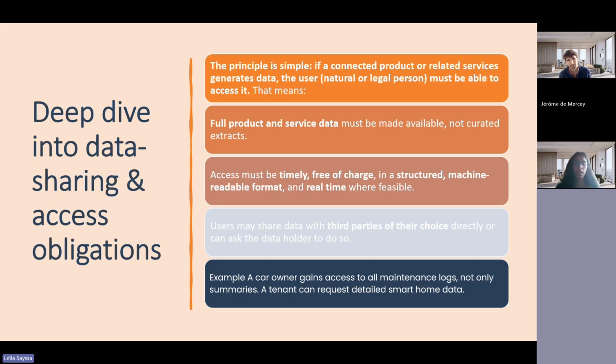And I wrote an example here. So the car owner gains access to all the maintenance logs, for example. A tenant can request detailed smart home data. So there is not only personal data, as there is a common thing to access our personal data, but here it gives us the right to access the non-personal ones.